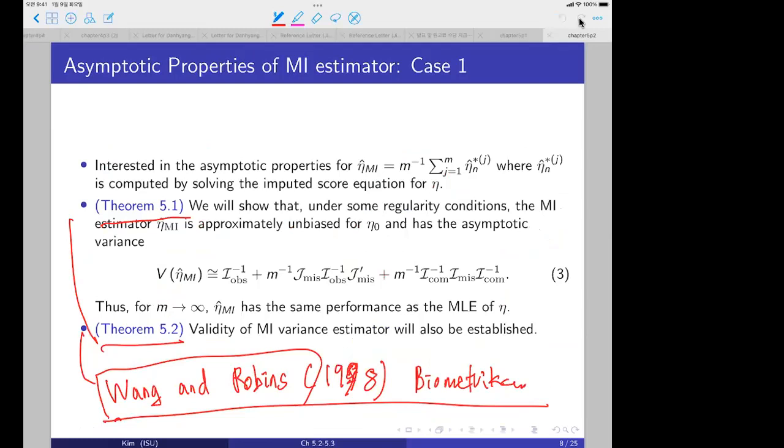So we are interested in the asymptotic properties of the multiple imputation estimator. We'll focus on case one first for now. In this case, the imputation estimator is based on solving the imputed score equation for eta_j based on the j-th imputed data. Theorem 1 is about point estimation, and theorem 2 is about the variance estimator.